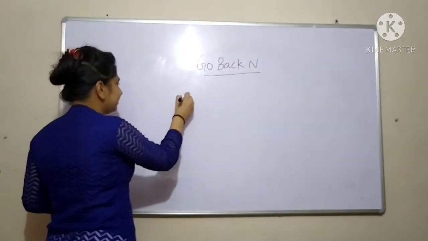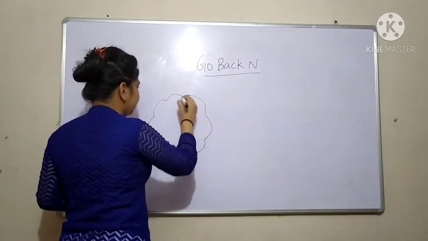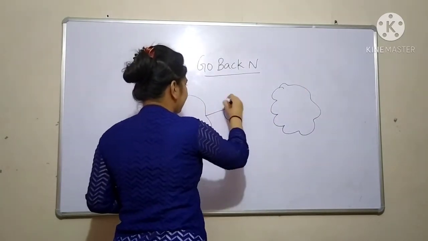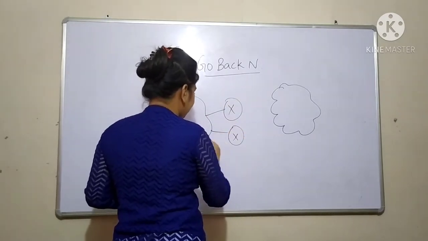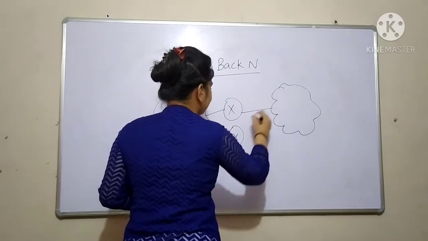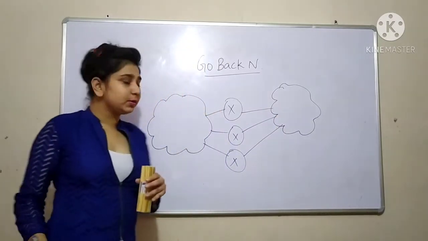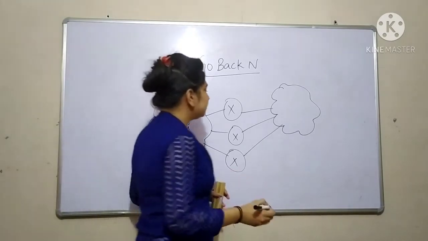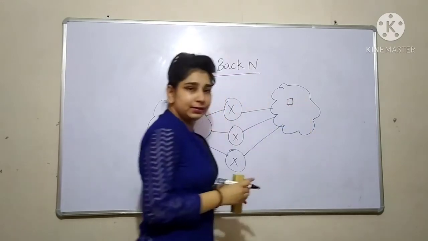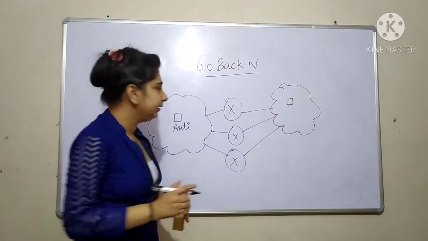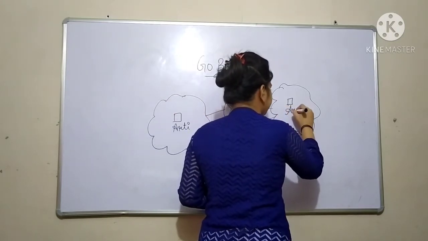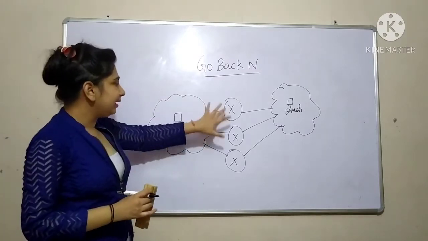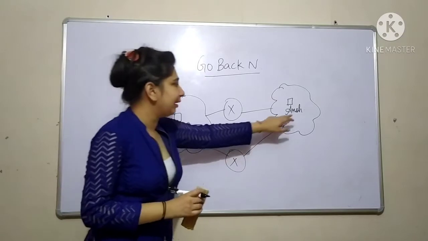Let's suppose this is one network and this is some another network. We have routers. There are many routers present between the networks. This is my host, and this is another host, of my friend, let's suppose Arsh. What I want to do is send many messages on WhatsApp to my friend.